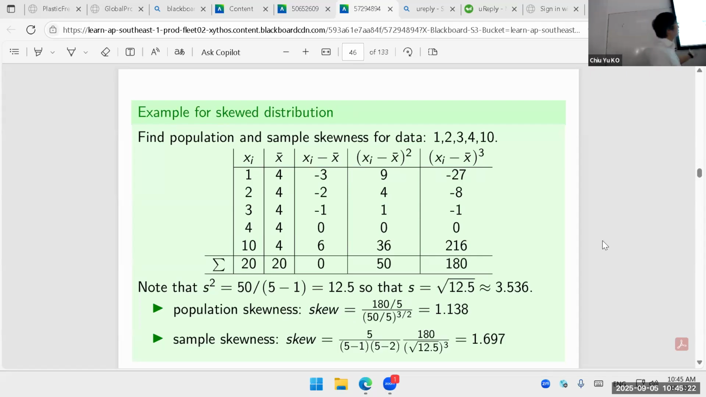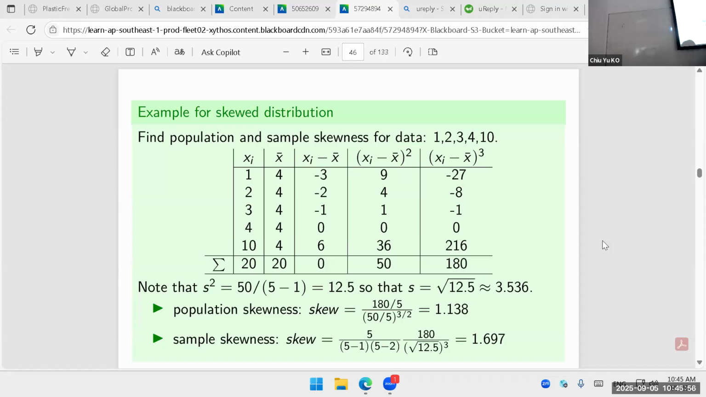And the next one is 1, 2, 3, 4, 10. By construction, you would guess it is positive skew, right? Because there's a big number there compared to the mean, which is 4. 10 is a big number far away from that. You agree, right? 1, 2, 3, 4 are very close to the mean, but there's one observation that is very big. When you raise it to the power of 3, it's super large.